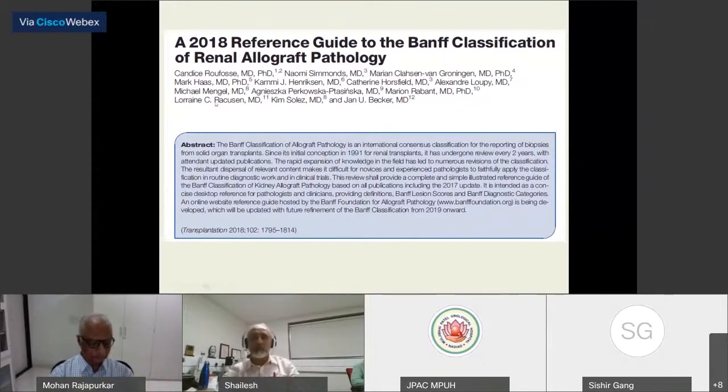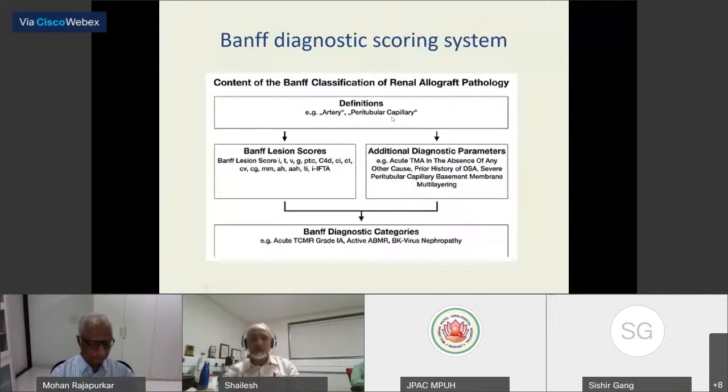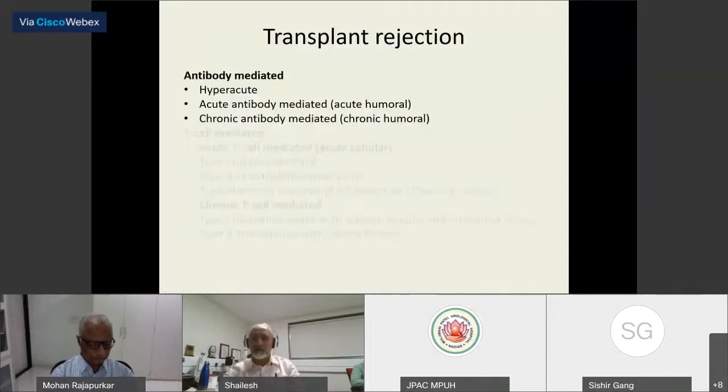And this is the last 2018 Banff classification, beautifully described in detail. So this is how to define arteritis, capillaritis. Then we assign the score, we assign additional diagnostic parameters, and from that we define the final Banff diagnostic category, whether it falls into acute T-cell mediated rejection or acute antibody mediated rejection, what kind of pathology is there.